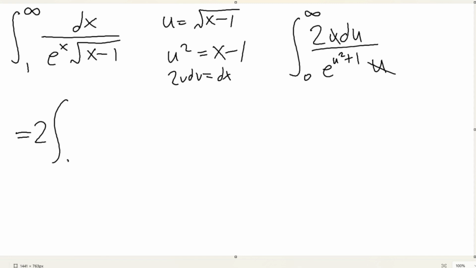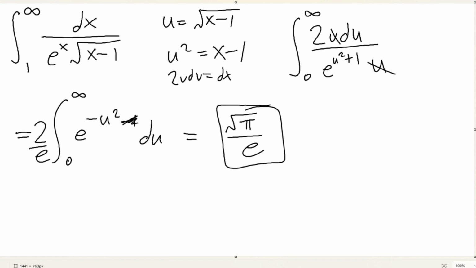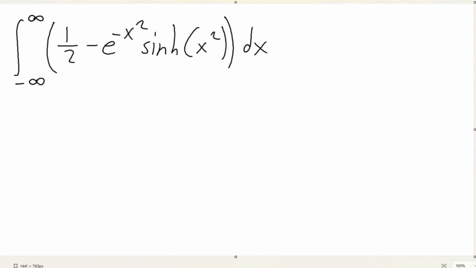What is this? This is a Gaussian integral. Minus 1, so we technically have 2 over e. So our answer would probably just be square root of pi over e. And that's it.